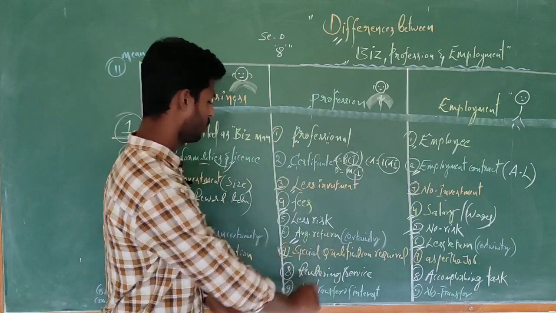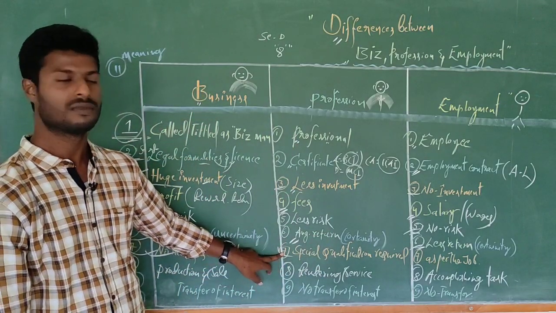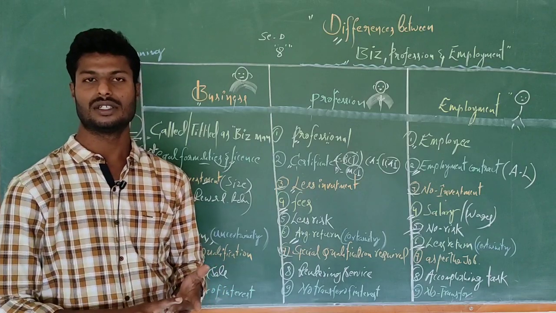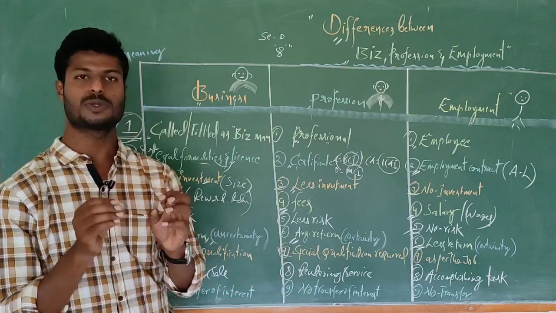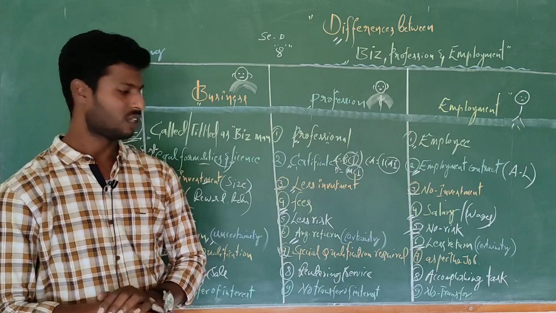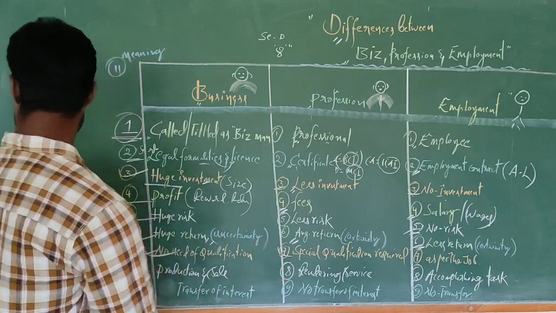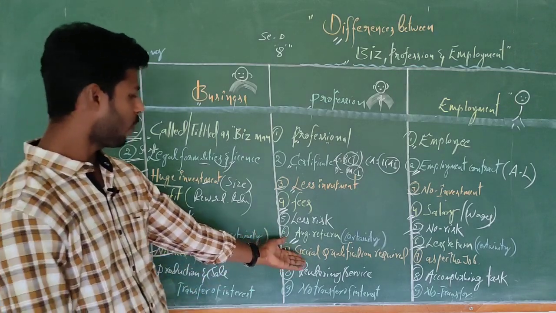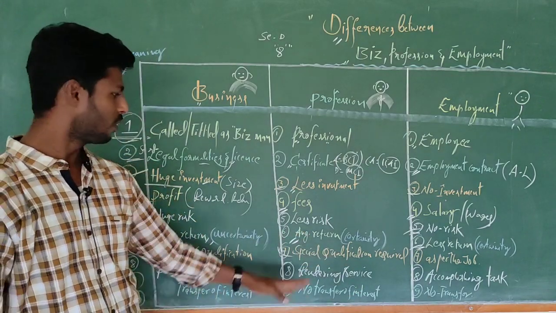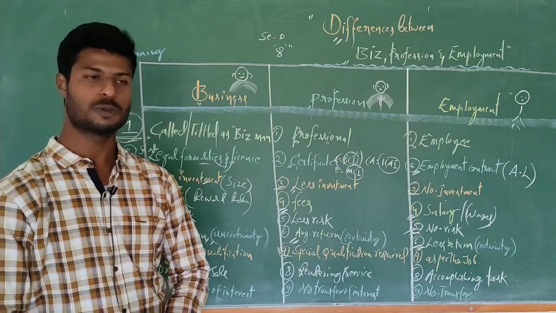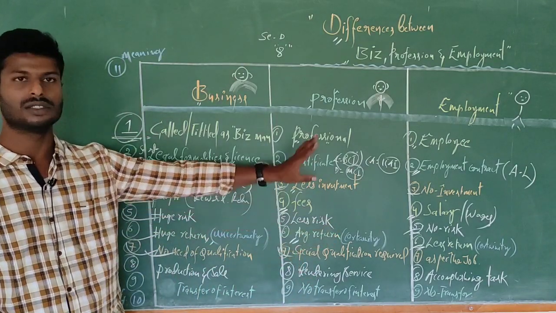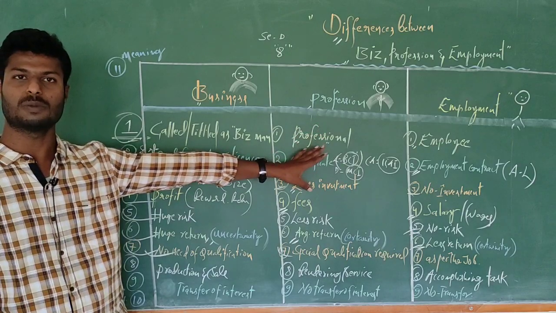But to render services in a profession, such as doctors, lawyers, chartered accountants, they require special qualifications. They require specialized skill and specialized ability. So special qualifications are required to provide service to the public.